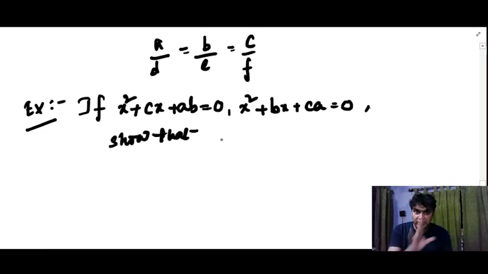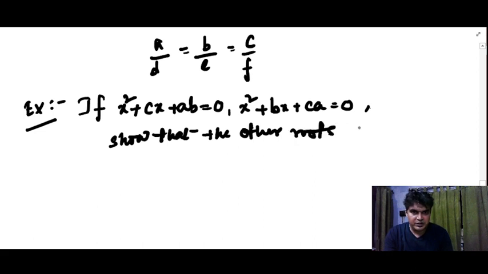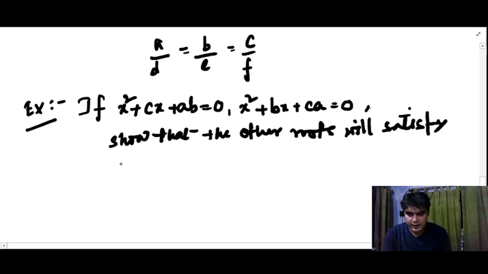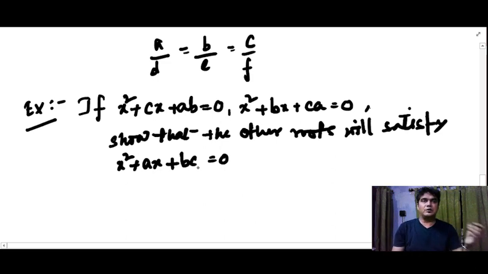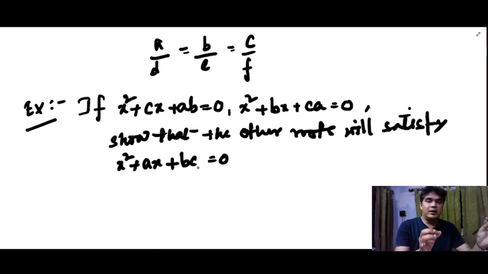the other roots for these two equations will satisfy the equation x square plus ax plus bc equals to 0. That means, see, for the first equation we have one root alpha, another one is beta. Okay. And for the second equation we have one root alpha, another one is gamma. That means we are going to form the equation whose roots are beta and gamma, right?